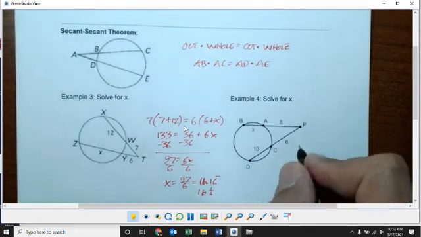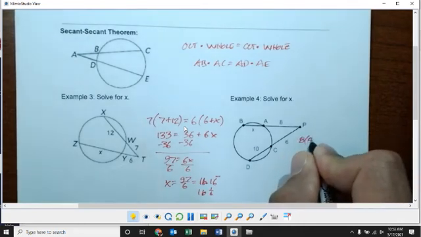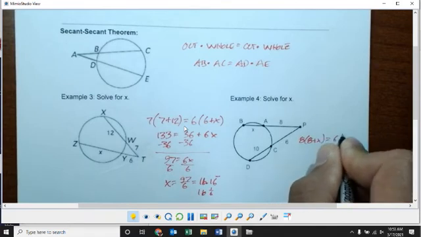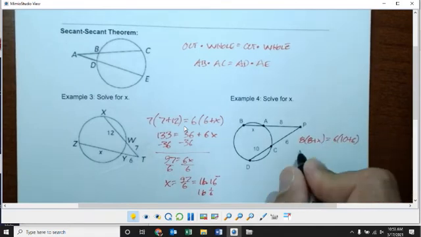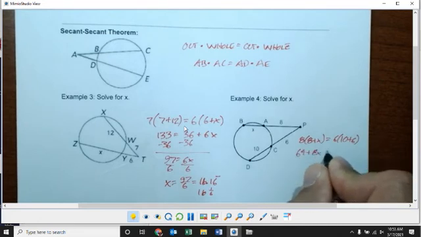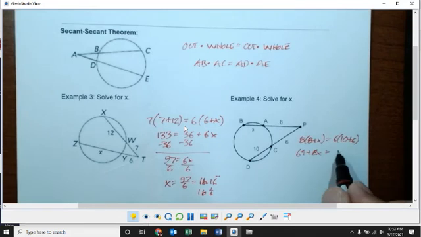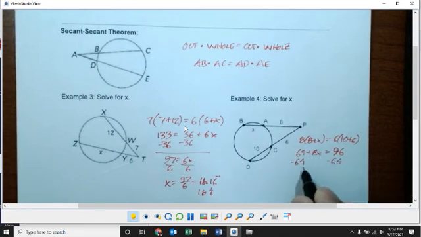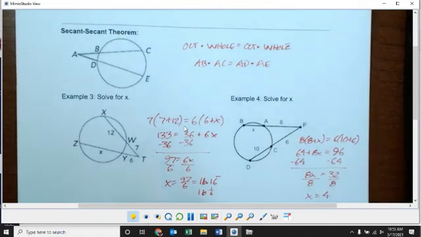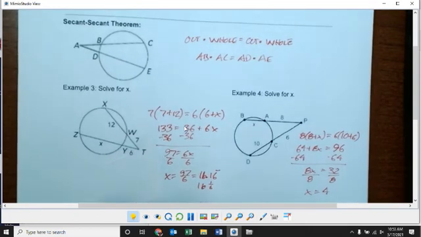Welcome back for example 4. We have 8 times 8 plus x equals 6 times 10 plus 6. So this is 64 plus 8x equals 6 times 16, which is 96. So I'm going to subtract 64 from both sides. It's going to give me 8x equals 32. So divide by 8 gives me x equals 4. So 8 times 12 is 96, and 6 times 16 is 96. It checks.